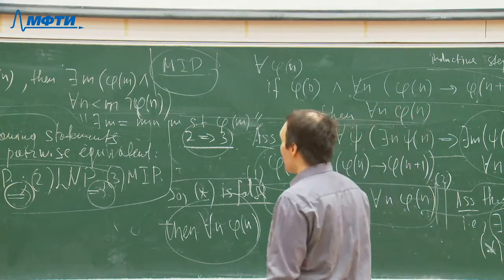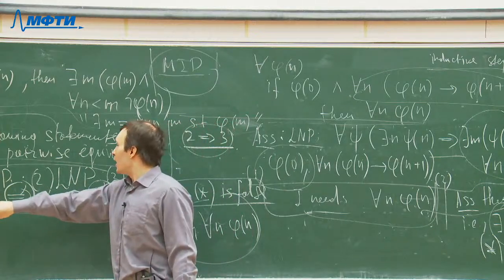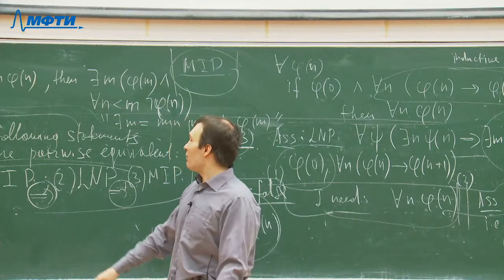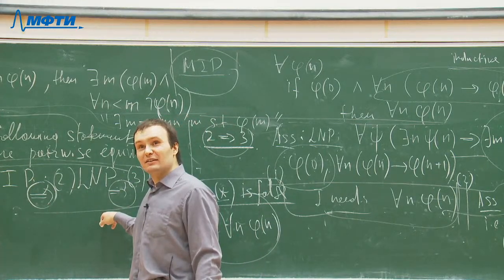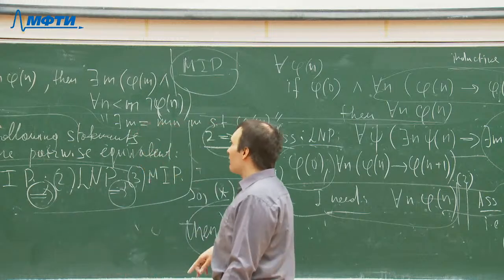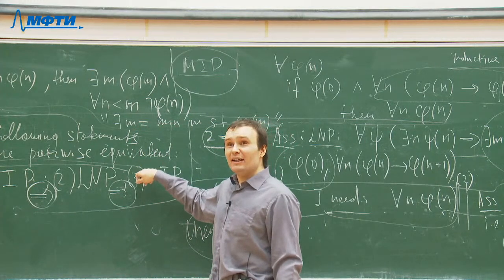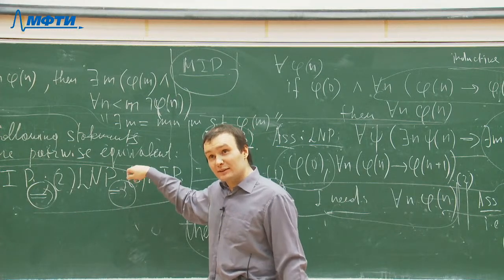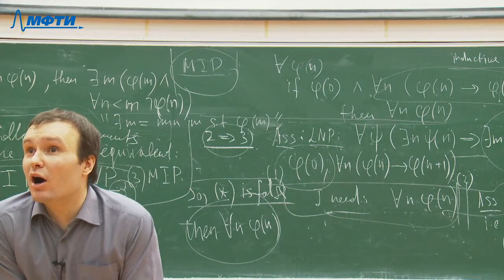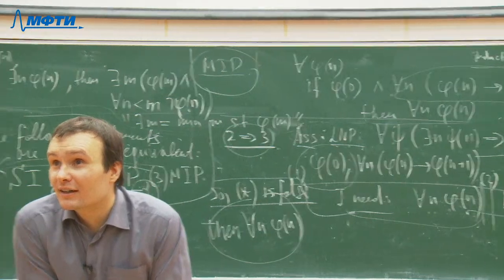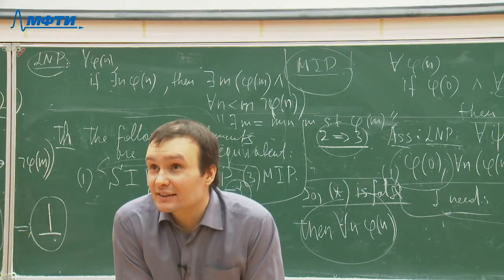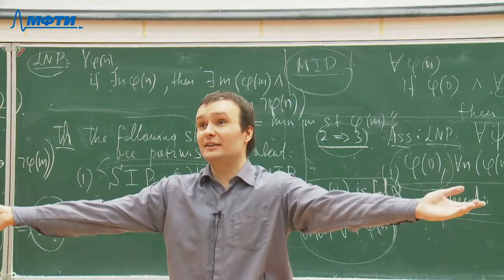By the way, let's notice that in both cases we have switched from our property to its negation. But in the remaining implication from 3 to 1, this trick won't work. We will need something else. Any questions, please?